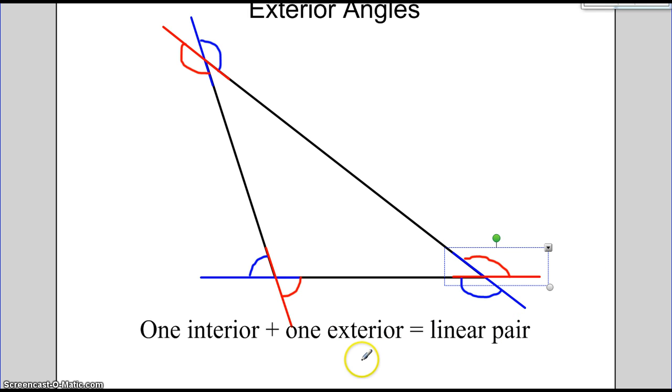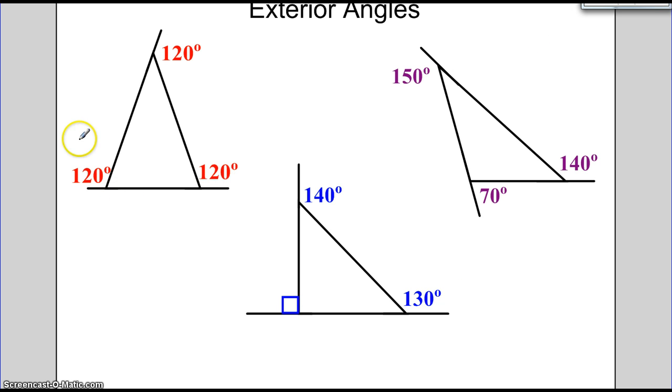If you forgot what a linear pair is, they are angles that are adjacent, which means they are next to each other, and they add up to 180 degrees. Here I have exterior angles.